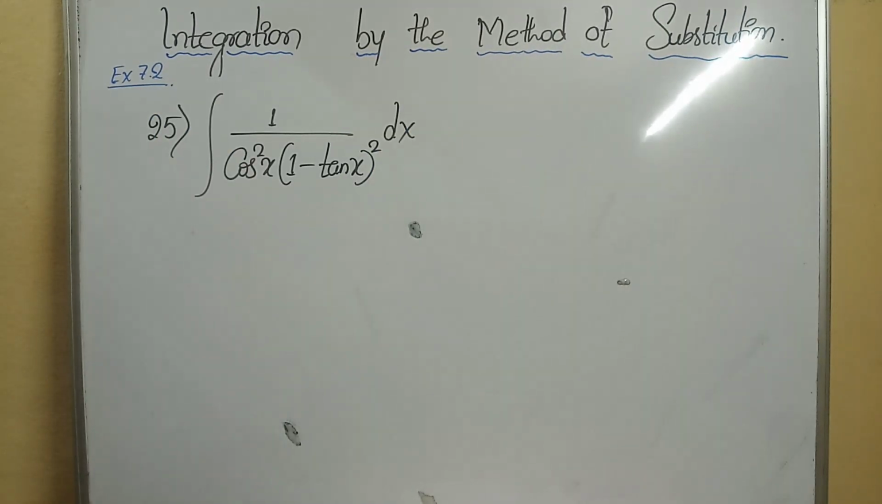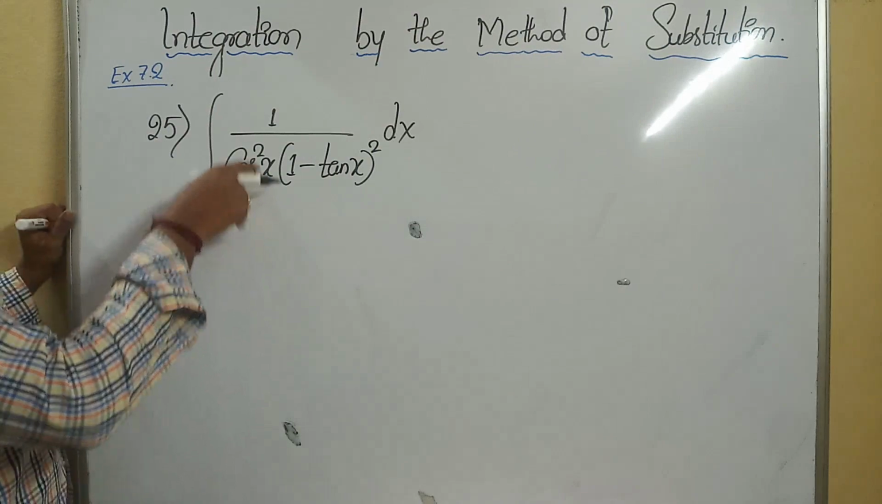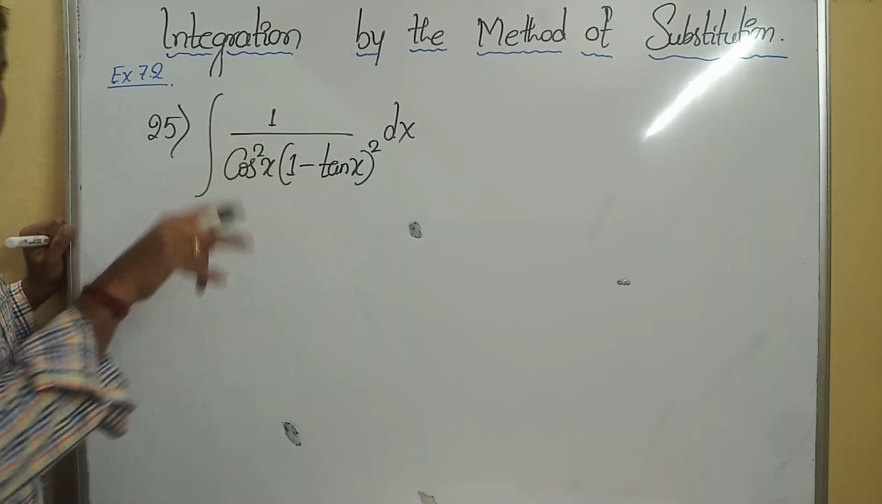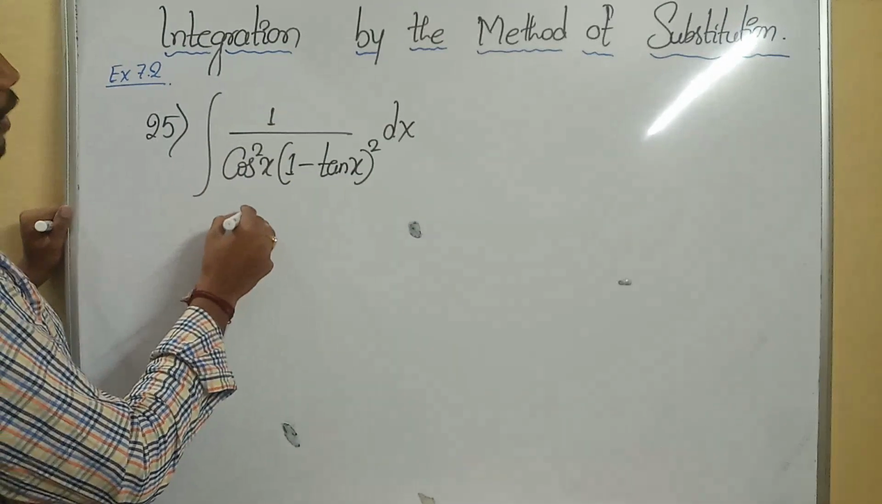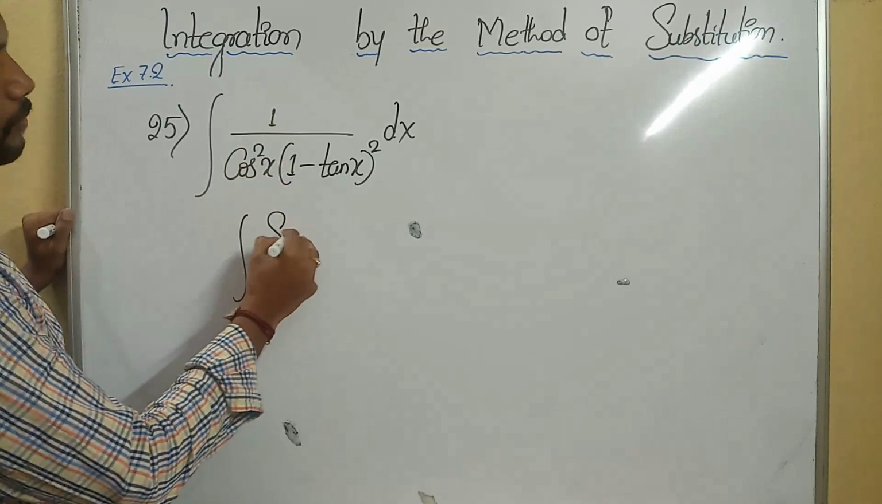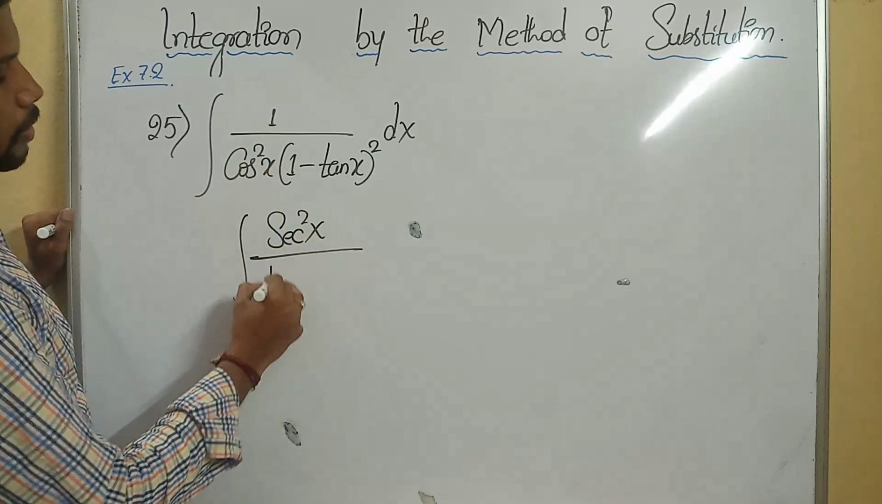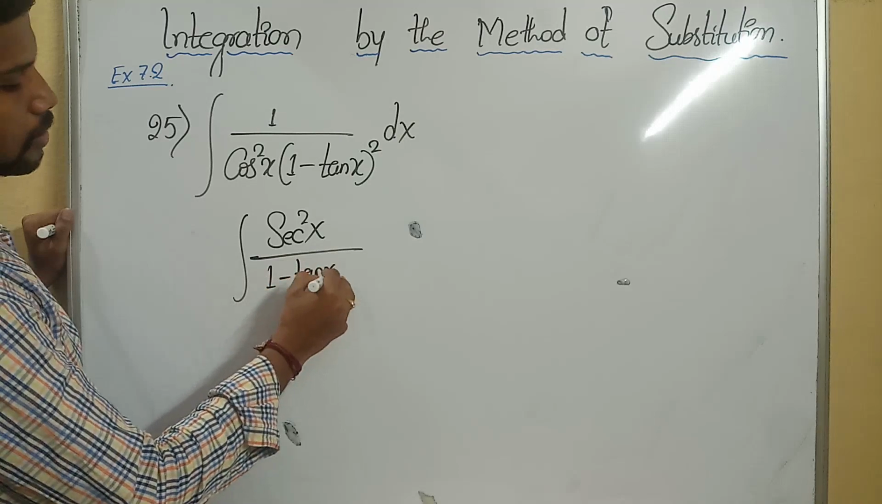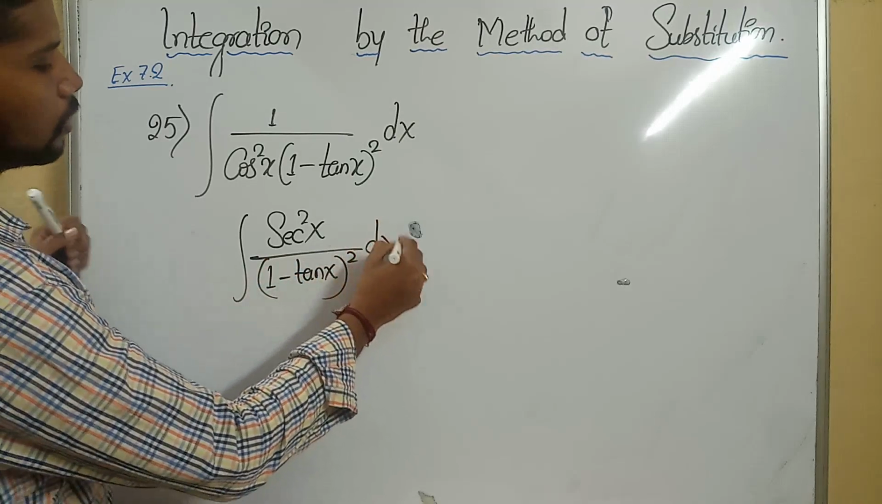Observe the next one. The derivative of cos square, the term is not there. The derivative of tan is secant square. That's why I need to adjust the term. 1 by cos square is nothing but secant square. Denominator as it is, 1 minus tan of x whole square, into dx.